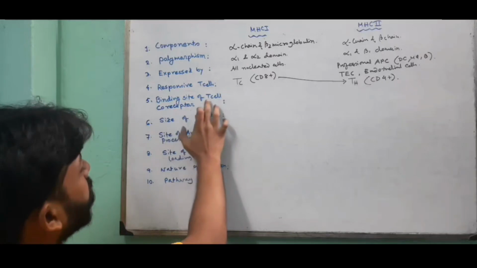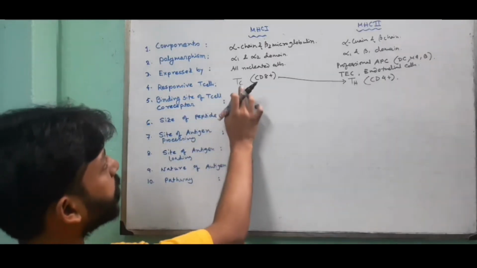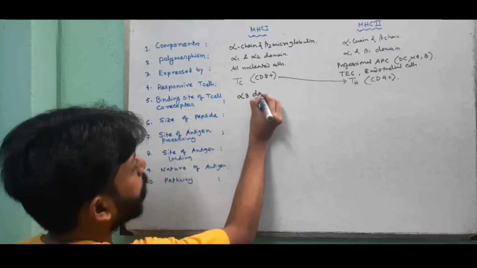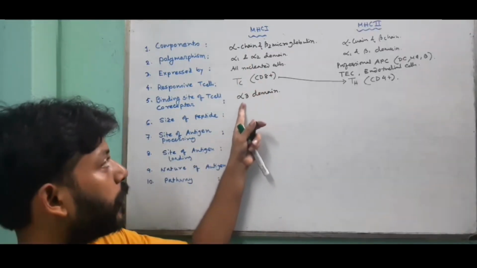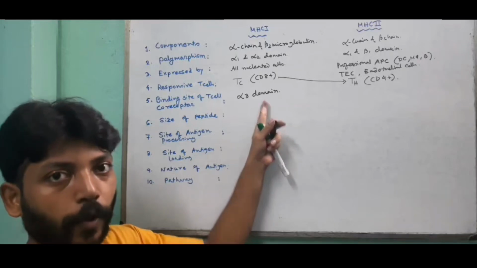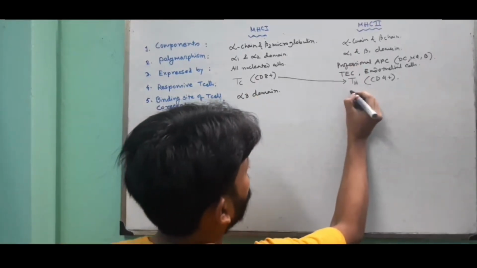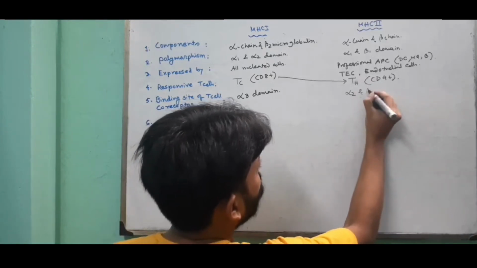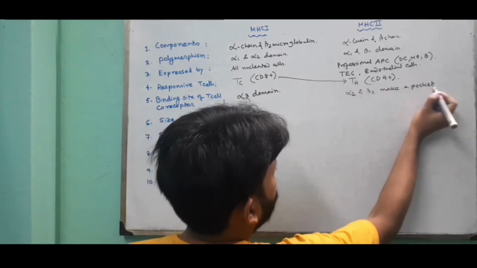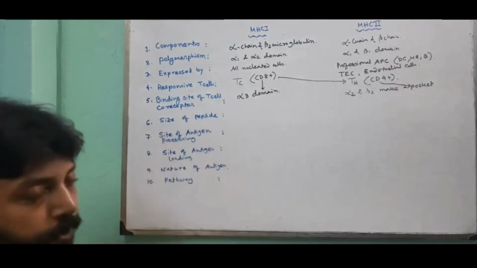The binding site of the T cell co-receptor. In case of TC cells, the CD8 co-receptor actually binds with the alpha 3 domain of the MHC 1 molecule. But in case of MHC 2 molecule, the alpha 2 and the beta 2 make a pocket and CD4 actually binds in that pocket.